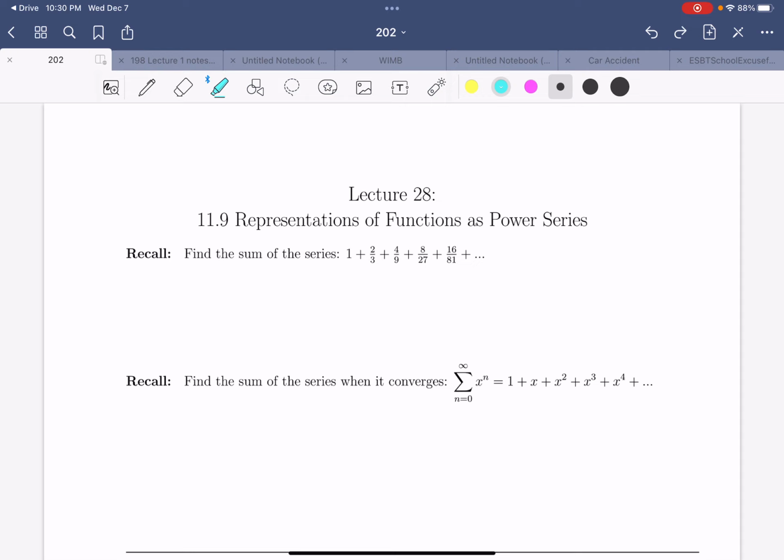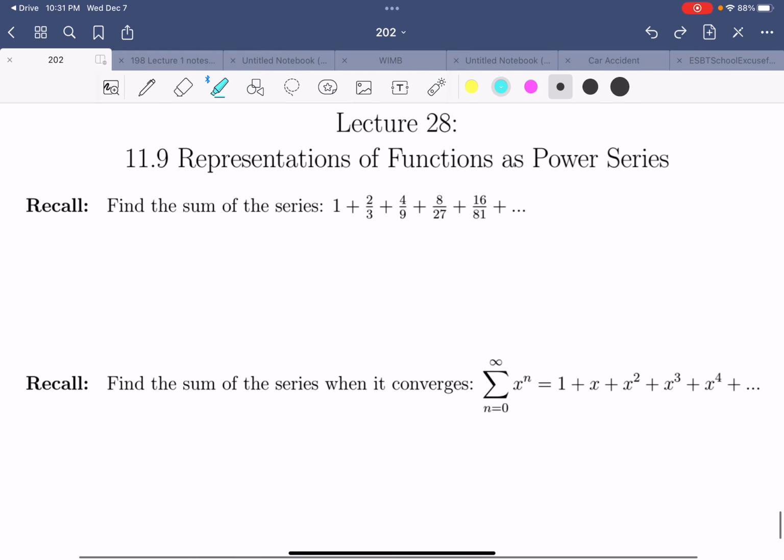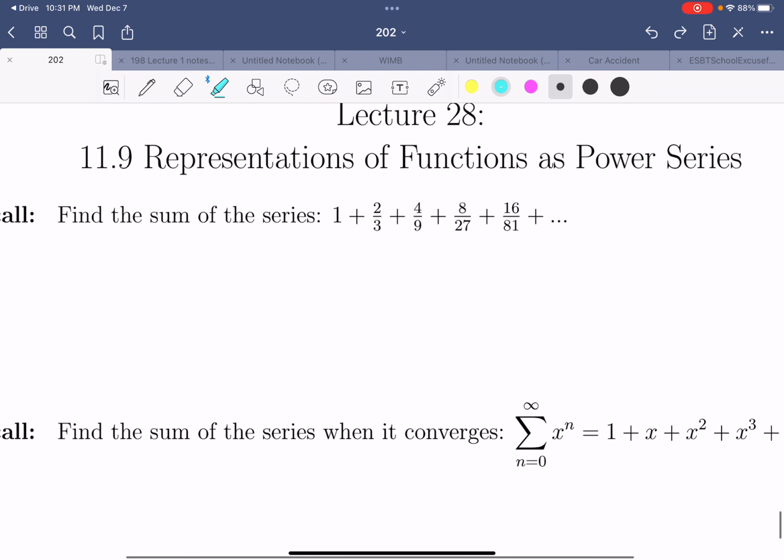All right, this is lecture 28 on section 11.9, representing functions as power series. So I just want you to think for a second, remember back to some of our geometric series. Keep in mind, if we have this series 1 plus 2/3 plus 4/9 plus 8 over 27 plus 16 over 81, one way that we can represent this is the series from n equals 0 to infinity. So we're going to start them at 0 this time.